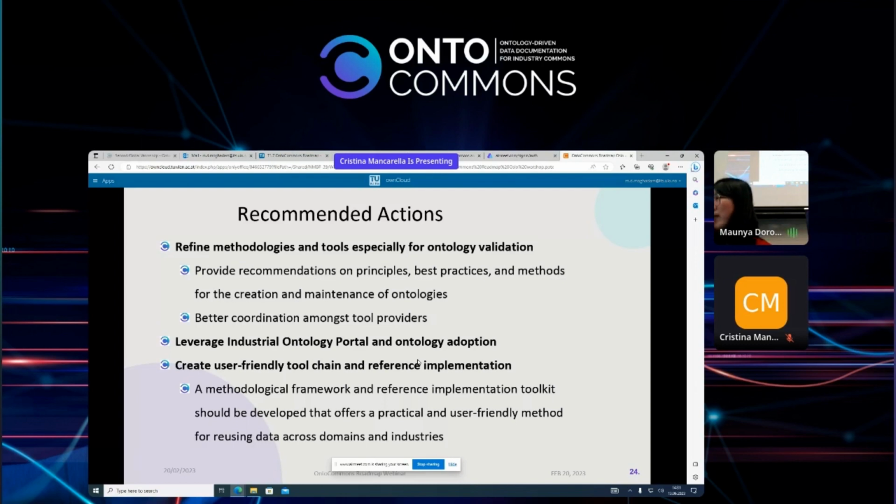My last words were, I think we should work all together towards a methodological framework that can provide a very user-friendly and very practical tool ecosystem for reusing data across multiple domains. Thank you. Thank you, Lan.